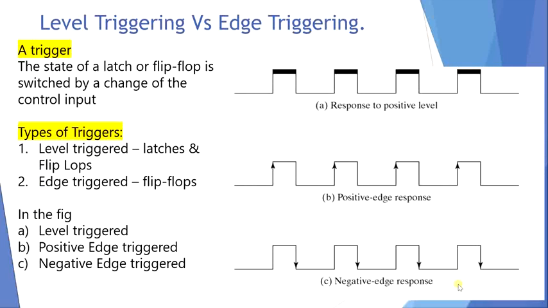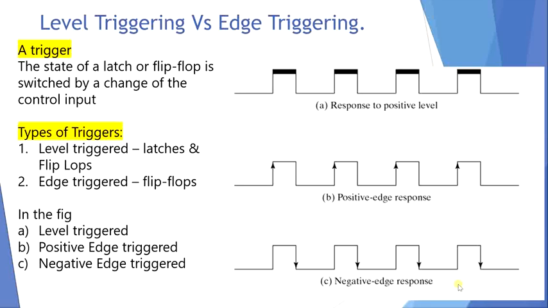Now, before we understand the concept of the flip-flop, we should know the different ways in which triggering occurs. So we have level triggering and we have edge triggering. Trigger basically corresponds to the state of a latch or a flip-flop in which it is switched by a change of the control input. The types of trigger can be level trigger or edge trigger. Level triggering occurs in latches and flip-flops, whereas edge triggering is mainly confined to flip-flops.